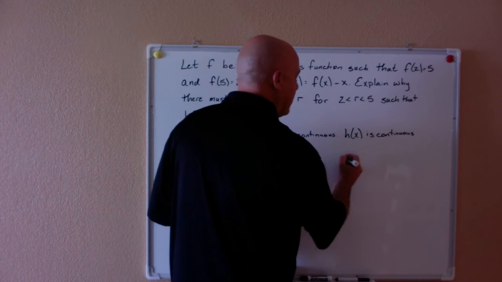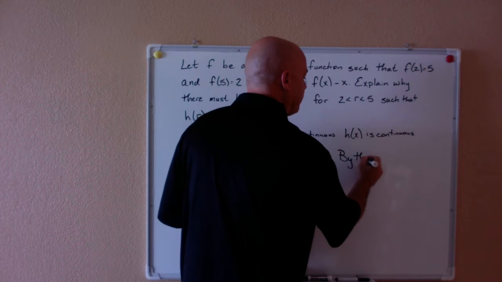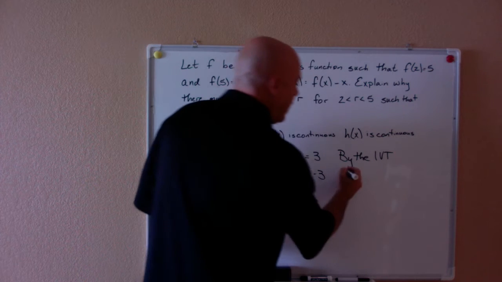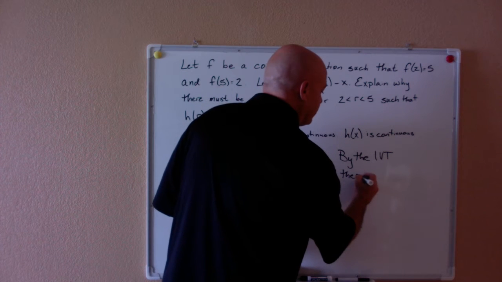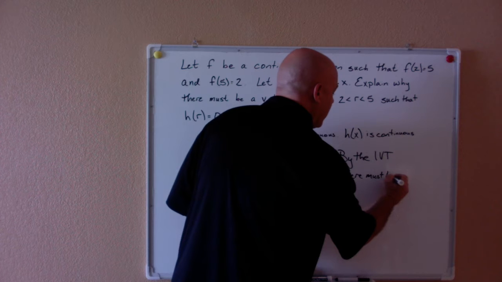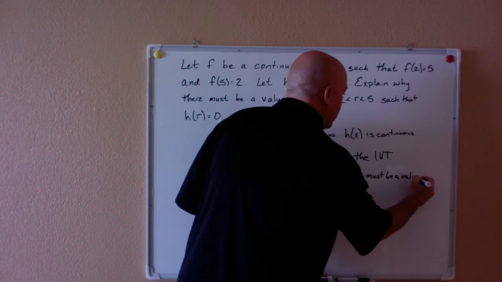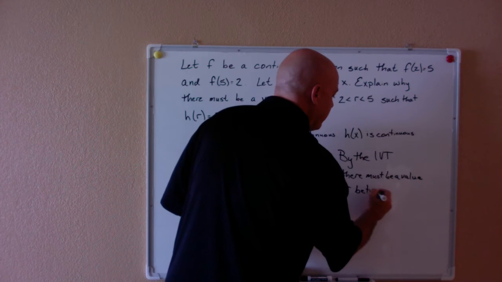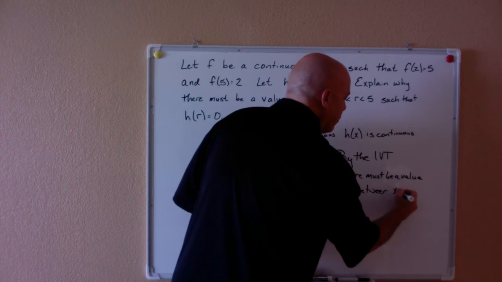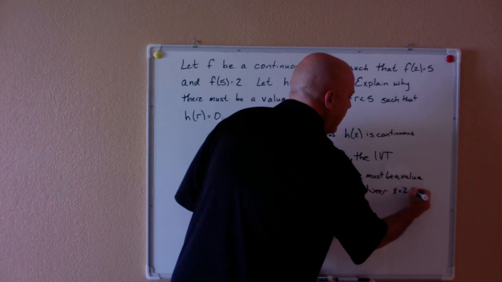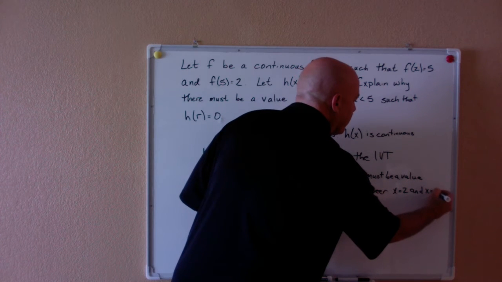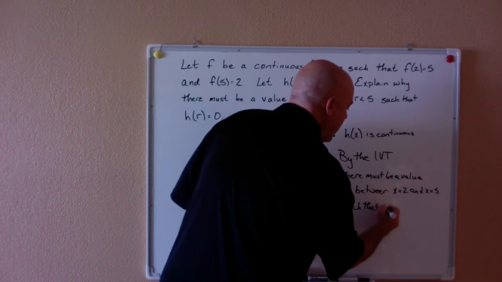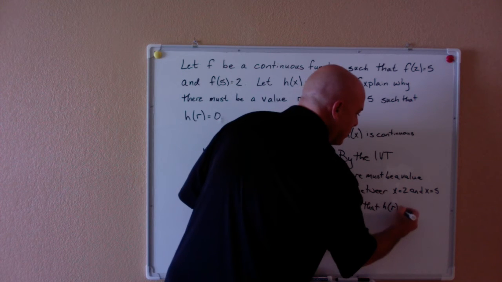So now I can say that by the intermediate value theorem, and we can just abbreviate that IVT, by the intermediate value theorem, there must be a value r between x equals 2 and x equals 5 such that h of r is equal to 0.